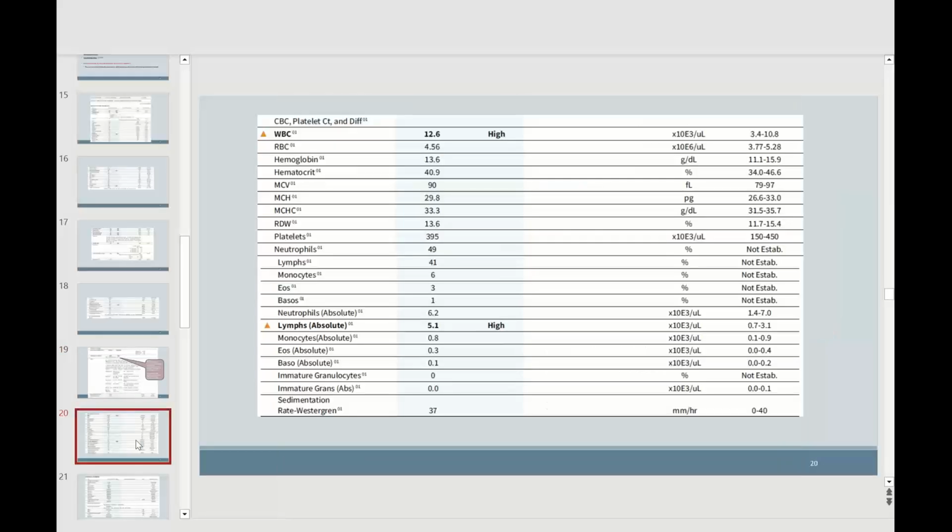Her white blood cells are high because she's in systemic inflammation, and we know that it's not an infection because her lymphocytes are elevated. If it was an infection, it would be neutrophils. And by the way, usually in viral infections, you don't get an elevated white blood cell. You usually get elevated white blood cells in autoimmune and in bacterial infections. So just a little clinical pearl there.